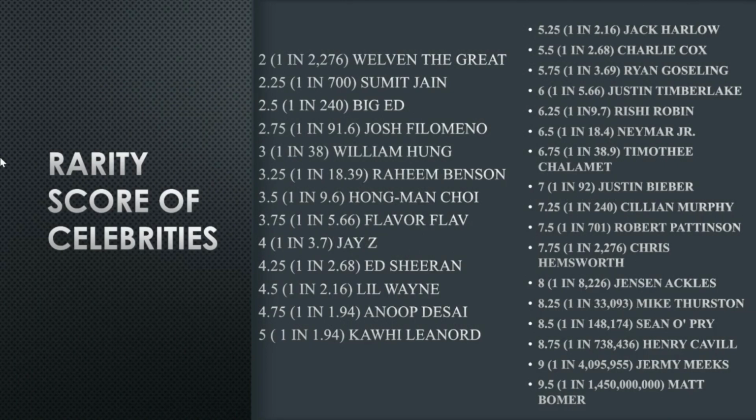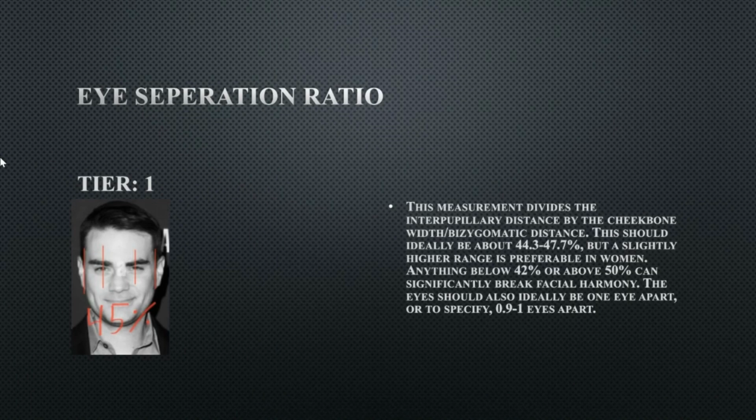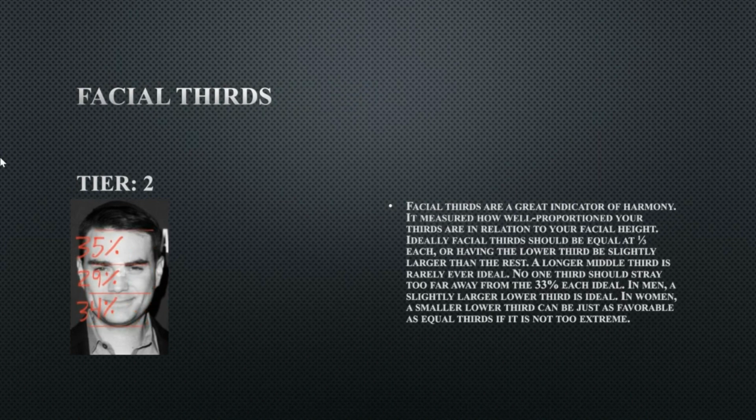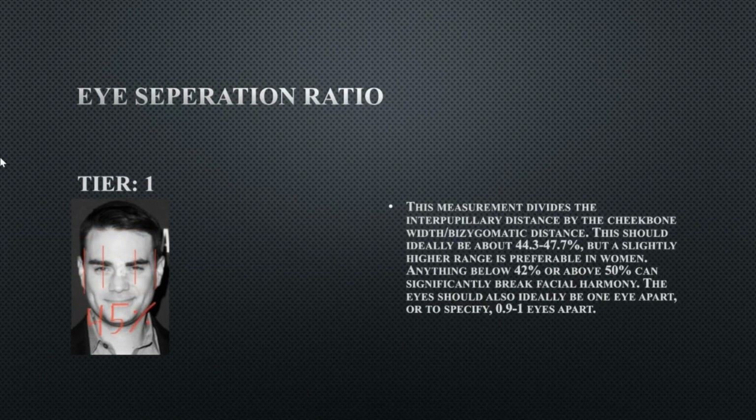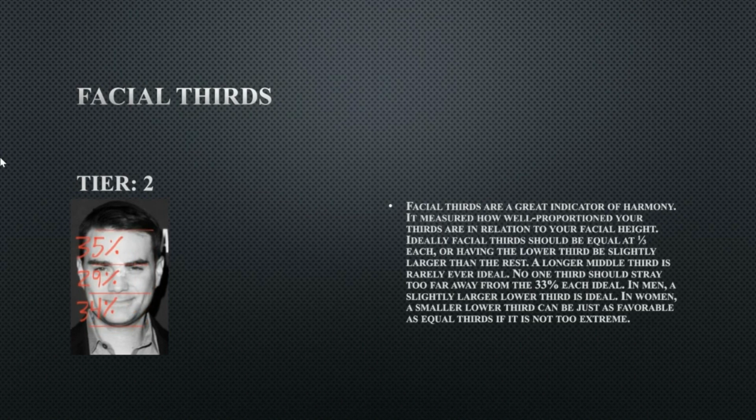Now these are the rating scores of other celebrities so you can compare. All right, so let's start off with this eye separation ratio. It's at 45%, and this is good. It goes from the pupils, the distance between the pupils compared to the distance between his cheekbones, and this is within the ideal range. His facial thirds is a tier 2, and the reason why is because his middle third is a little bit short, but this is still not bad at all. This is near ideal. Now with the eye separation ratio, one thing I will say is it's good that it's 45%, but this is at the lower end. There's a reason why I'm saying that. So his eyes are at the lower end of the ideal range.